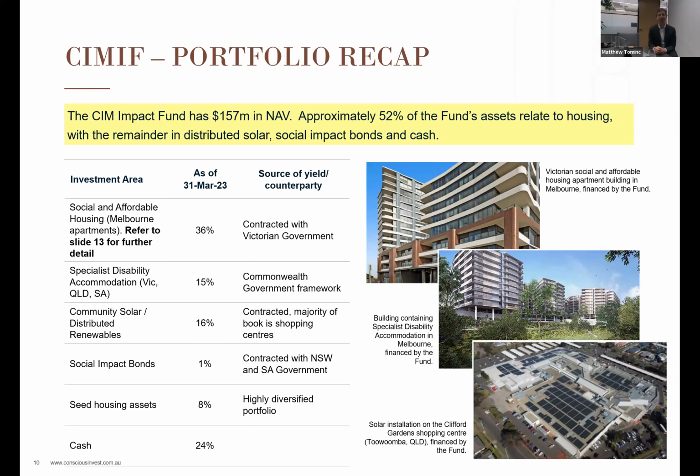Within the Impact Fund, the majority of that NAV is dedicated to housing related investments. As at the 31st of March, 36% was in social and affordable housing apartments around Melbourne, 15% in specialist disability accommodation, nationwide, 16% in distributed renewables or rooftop solar, and the remainder in social impact bonds, seed assets, and cash.